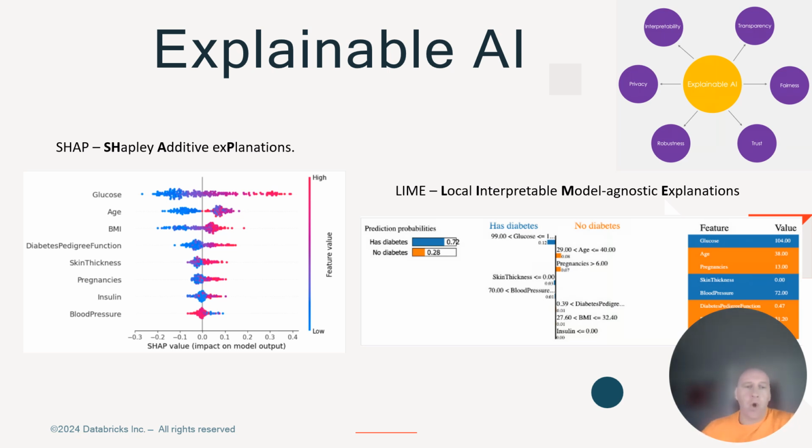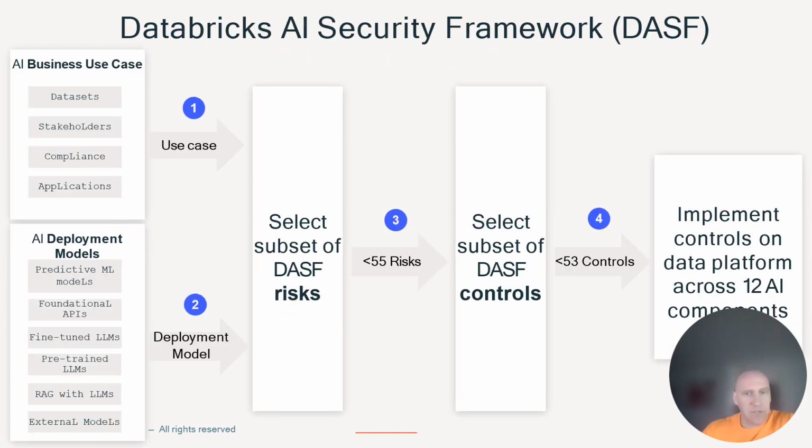Hopefully you guys loved this journey. Just look at the Databricks AI Security Framework, as I mentioned before. It's made up of use cases and deployment models. We have 55 risks and 53 controls in total across 12 AI components to leverage and protect our models from specific risks.